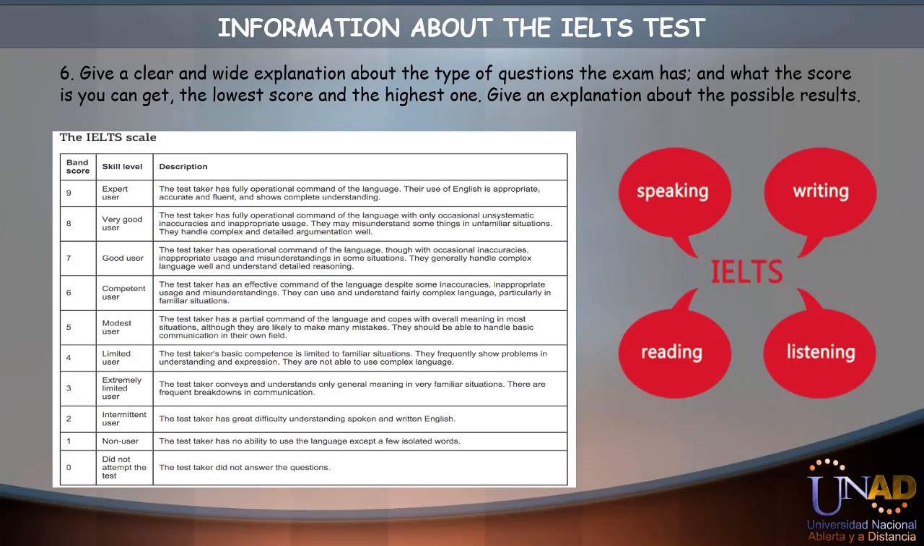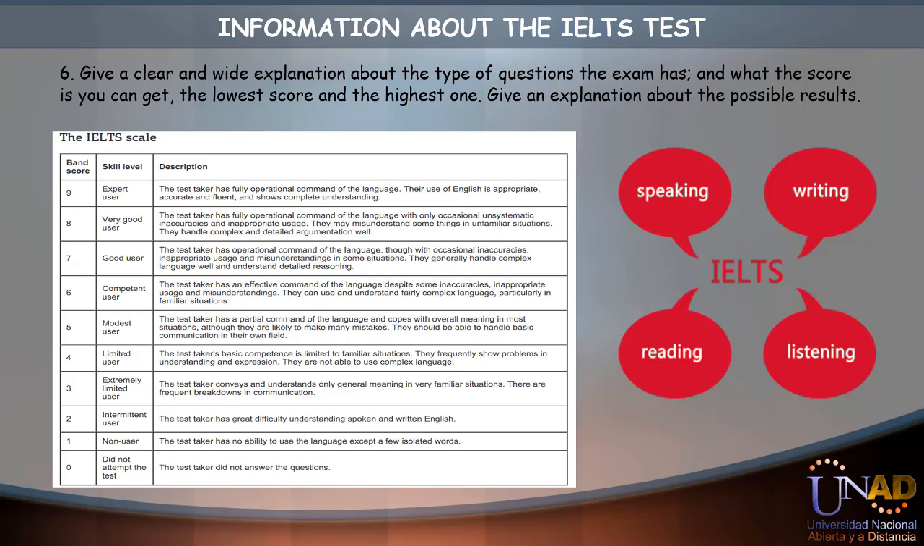Band 4. Limited user: the test taker's basic competence is limited to familiar situations. They frequently show problems in understanding and expression. They are not able to use complex language. Band 5. Modest user: the test taker has a partial command of the language and copes with overall meaning in most situations. Although they are likely to make many mistakes, they should be able to handle basic communication in their own field.